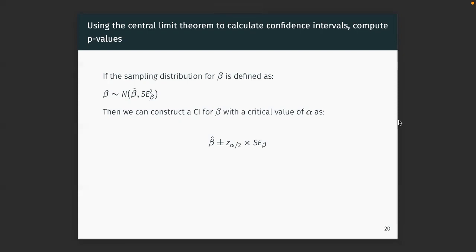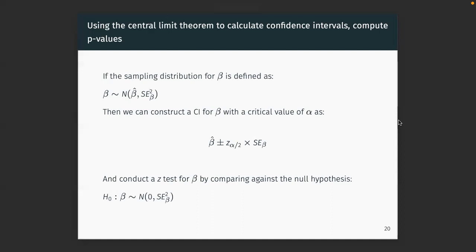We can construct confidence intervals for beta using our actual estimate of beta plus or minus whatever critical value for alpha we choose, if that's going to be 0.05 for a 95% confidence level, or 0.01 for a 99% confidence interval, right? We can just do exactly what we did last week to compute confidence intervals for beta rather than for X bar.